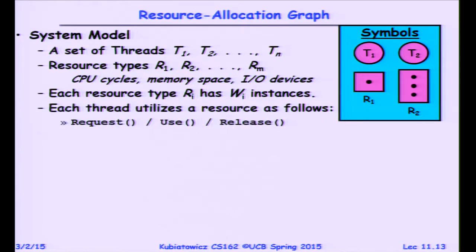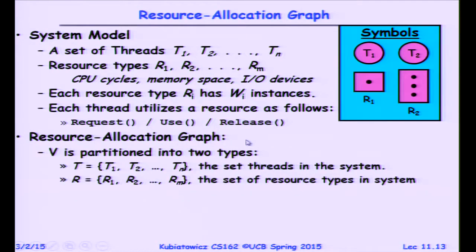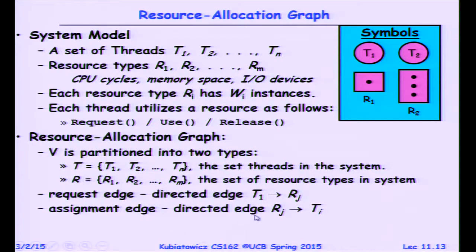Now, each thread utilizes a resource by requesting it, using it, releasing it. So we're assuming this is very similar to our lock, critical section, unlock. Very similar. In fact, it's identical. And the resource allocation graph is like this. We can say that the graph is partitioned into two types of nodes, circles and squares. And a request edge says that thread I is requesting resource J, and an assignment edge says that resource J is owned by thread I.